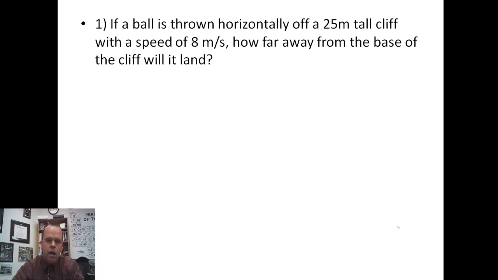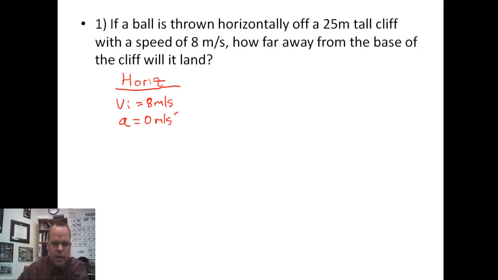First problem, if a ball is thrown horizontally off a 25-meter tall cliff with a speed of 8 meters per second, how far away from the base of the cliff will it land? Now, we know it's being thrown horizontally. So we have horizontal motion. The initial velocity is 8 meters per second. We know that the acceleration horizontally is always going to be 0. This will always be true for projectiles.